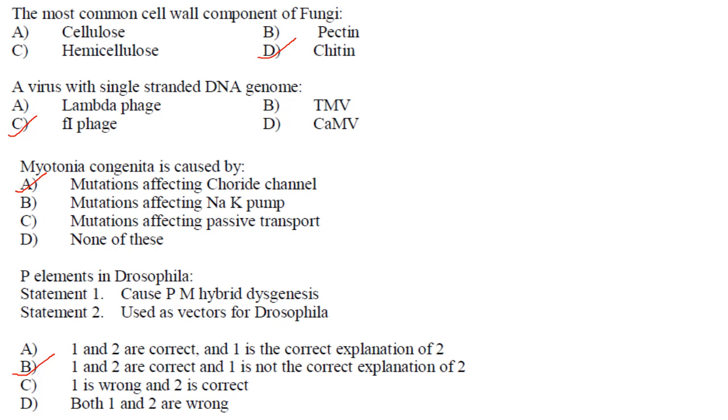So P elements is the cause of PM hybrid dysgenesis, that is correct. Used as vectors for Drosophila, that is also correct. So 1 and 2 are correct, and 1 is not the correct explanation of 2. Answer is option B.